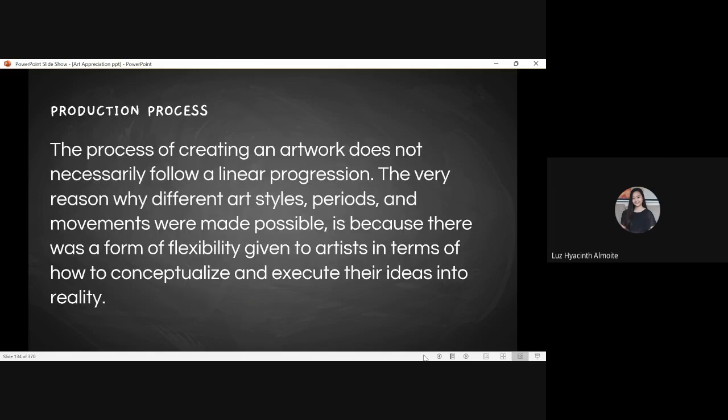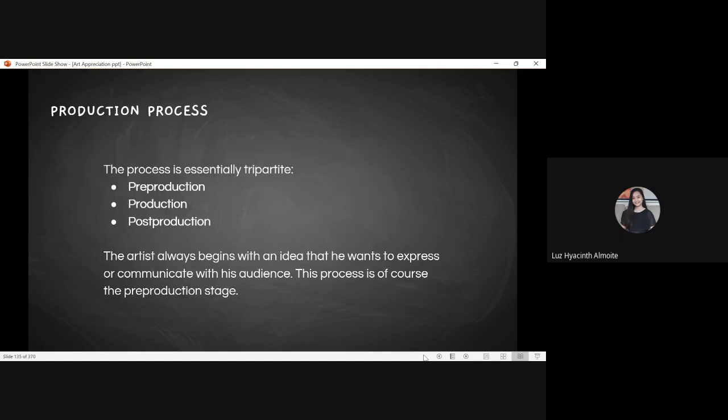So let's go now to the production process. The process of creating an artwork does not necessarily follow a linear progression. The very reason why different art styles, periods, and movements were made possible is because there was a form of flexibility given to artists in terms of how to conceptualize and execute their ideas into reality. So the process is essentially a three-part tale. So there are three stages of the process of artwork. So first is the pre-production or the before, and then the production during and post-production after the art was made.